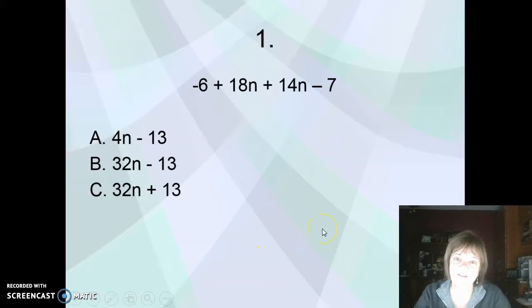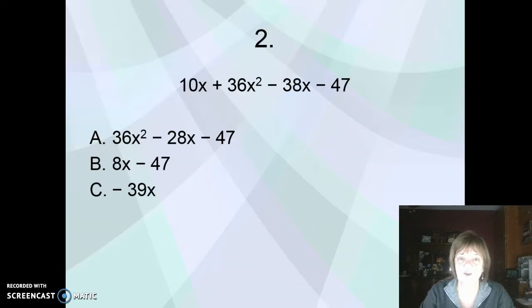So let's see how well you understood that. Simplify this little expression. Okay, don't be fooled. Simplify this one for me too.